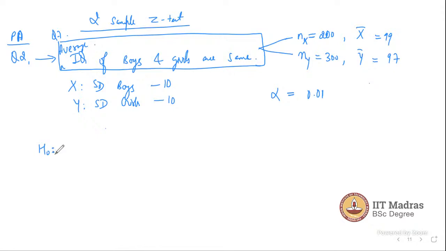Now, what is the null hypothesis we can take? It is mu x equal to mu y, and the alternative is mu x not equal to mu y. Here itself we can take mod of x bar minus y bar is greater than c. Can we consider that as the alternate?